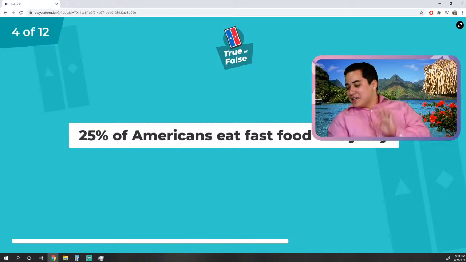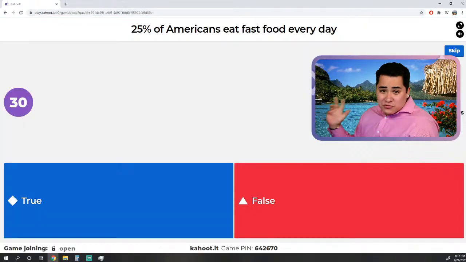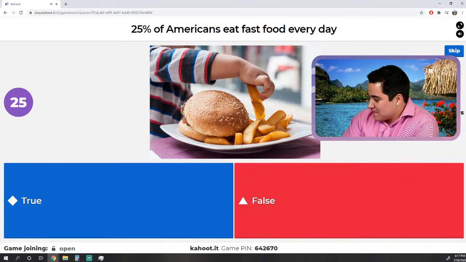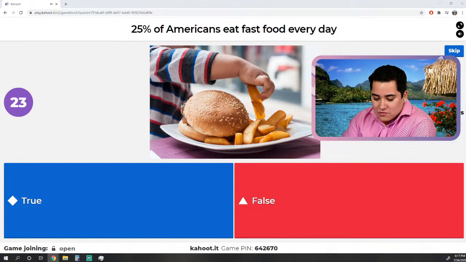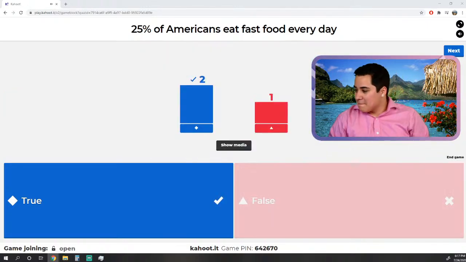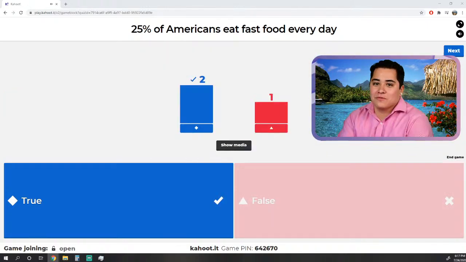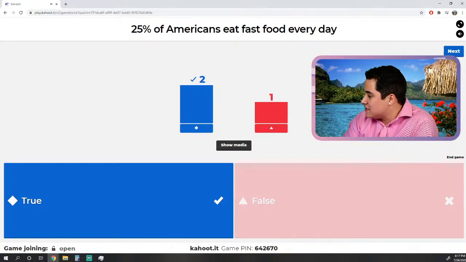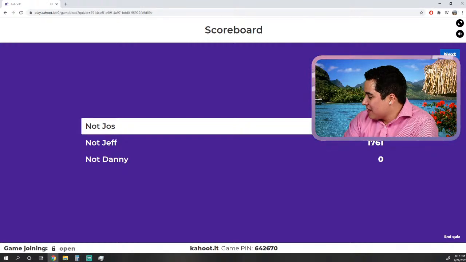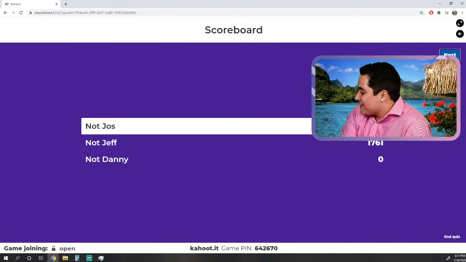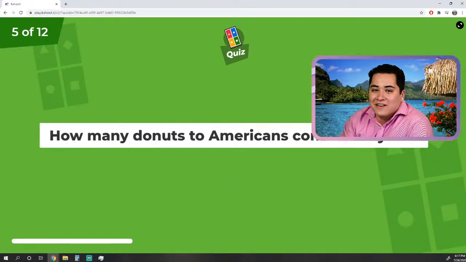Alright, 25% of Americans eat fast food every day. True or false? Every day. True. Yep, that's correct. 1 in 4 Americans eat fast food every day. So it looks like Joss is still sitting on the top with 1805 and not Jeff at 1761. I still haven't gotten a single one of these right.